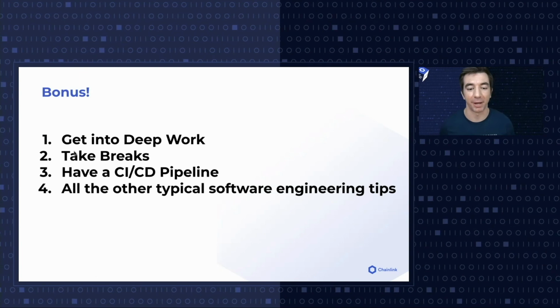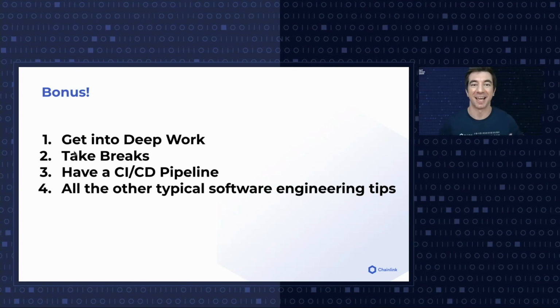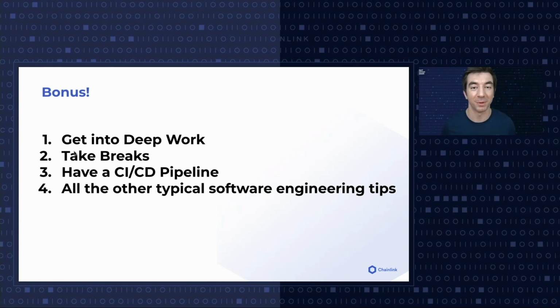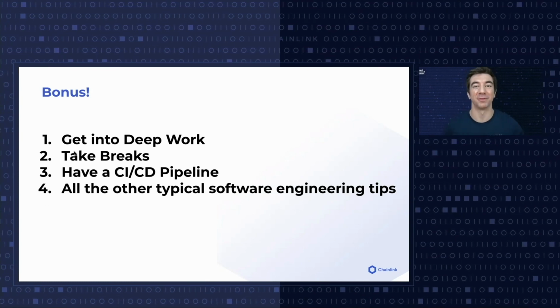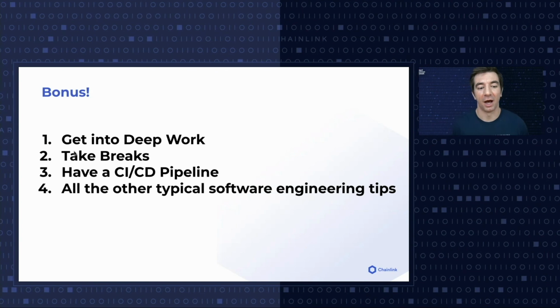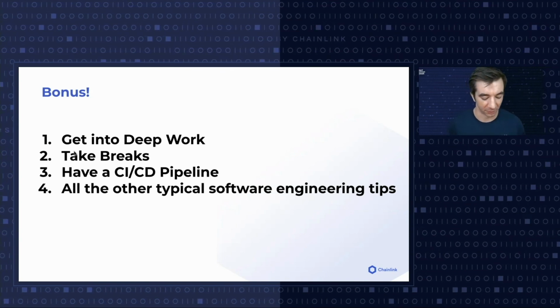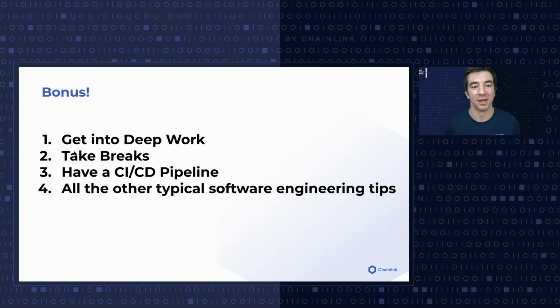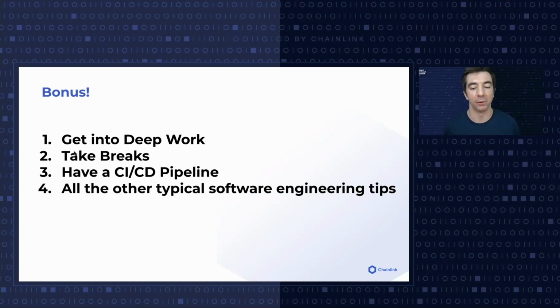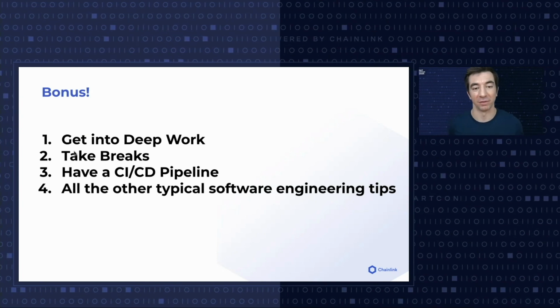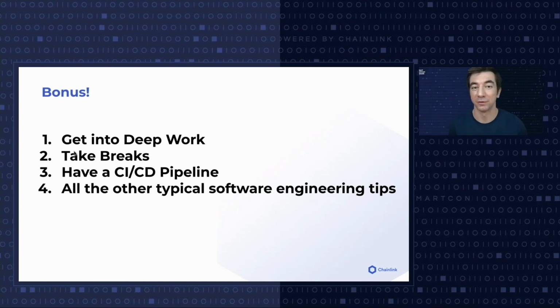Have a CI/CD pipeline. This goes back to testing. CI/CD stands for continuous integration, continuous deployment. So do your testing so that you don't have to go back and redo everything. And then all the other typical software engineering tips, whether this is pair coding, rubber duck debugging. There are all these different tips that will make you a more productive software engineer, more productive human being, and just better at everything you do. So thank you so much. These have been my 5 tips.